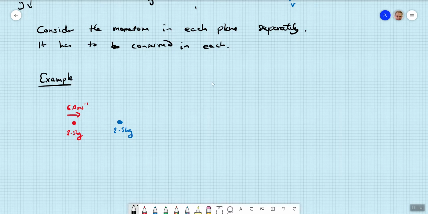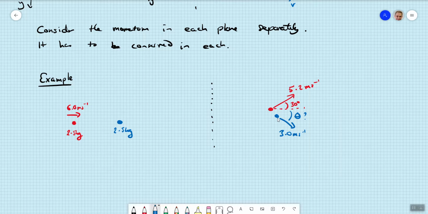Now afterwards, what we're going to see is the red ball observed moving in this direction, which is at an angle of 30 degrees to the horizontal, with a speed of 5.2 meters per second. The blue ball is going to be seen moving that way with a speed of 3.0 meters per second. And our question is, what angle is it moving at? That's going to be our question.